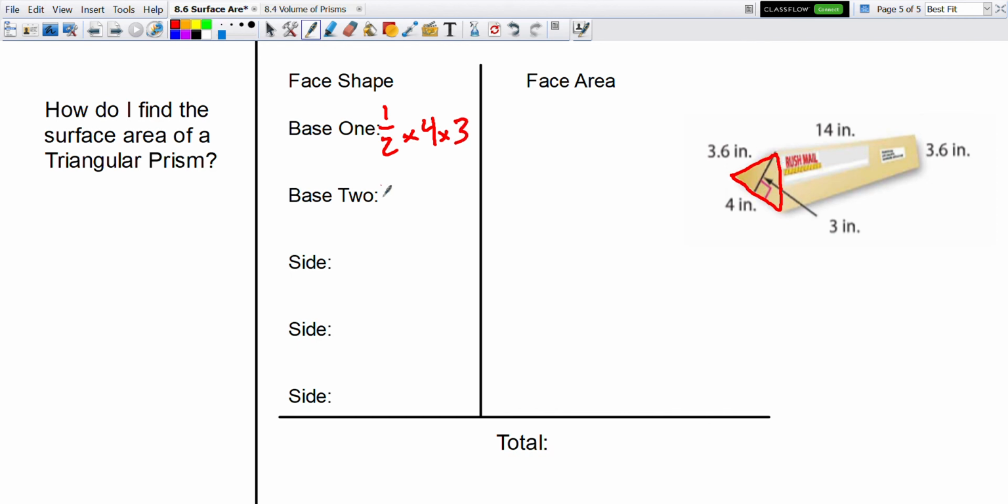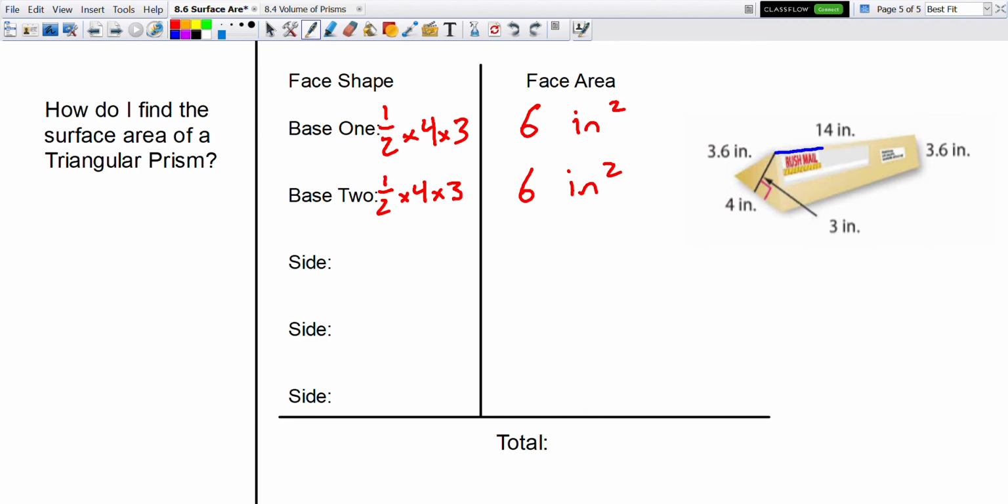Okay, so the area of both my triangles is 1/2 of 4 times 3, 4 being the base and 3 being the perpendicular height. 4 times 3 is 12, and half of that is 6 square inches. Okay, so we got the triangles out of the way there. My 2 triangles have an area of 6 square inches each. Let's do those rectangles now.